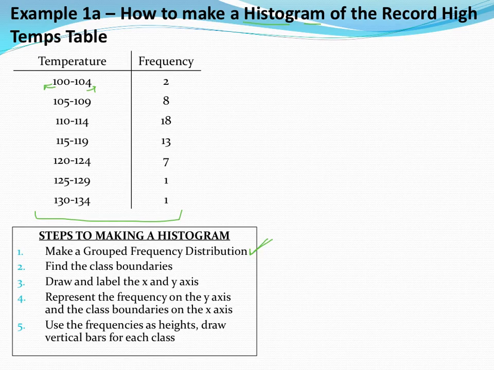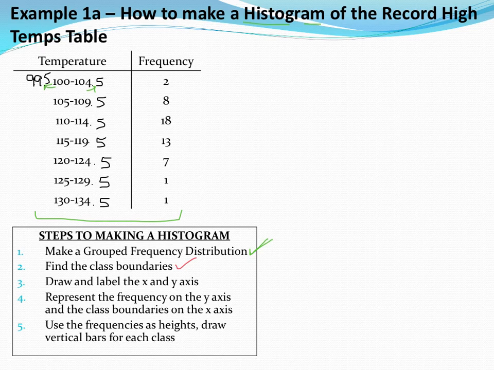The first one that's extremely important is your lower boundary, 99.5. Then all you have to do for the rest of them is include your 0.5 on all of these, because once you have your lower one, all the rest of them are just the upper limit made into a boundary, and we do that by adding 0.5. So now we've done find the class boundaries.